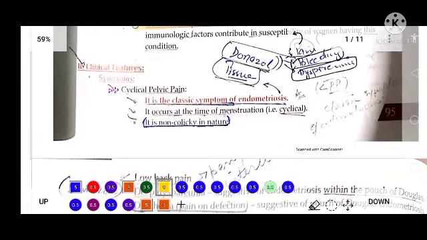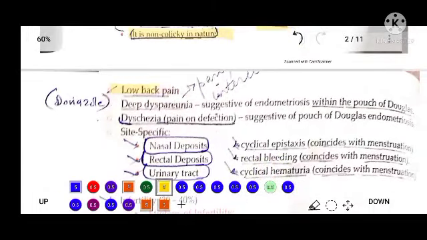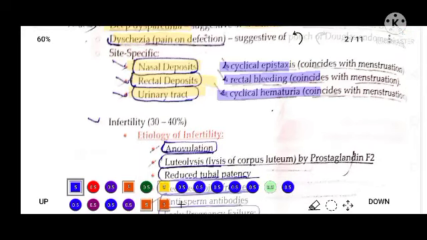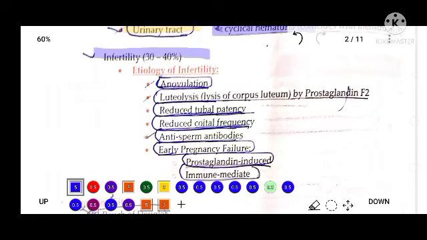So the clinical feature for this condition is cyclic pelvic pain, which is the classic symptom of endometriosis: cyclic, non-colicky pain with lower back pain, dyspareunia, meaning endometriosis within the pouch of Douglas, and dyschezia, pain on defecation. So these are the signs and symptoms. There can also be nasal deposit, rectal deposit and urinary deposit. In nasal deposit, cyclic epistaxis occurs; in rectal deposit, rectal bleeding occurs; and cyclic hematuria occurs in urinary tract deposit. Infertility also occurs in this condition.